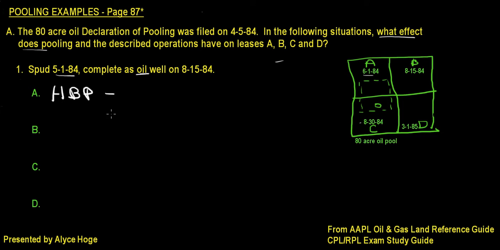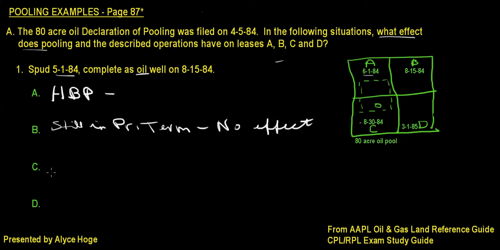Now let's look at lease B. Lease B is still in the primary term, but there was no activity. This pooling, in other words, has no impact on this well in lease B. But we know that the lease doesn't expire until 84, so we're going to say that this lease is still valid. So it's still in the primary term. But the pooling has no effect.